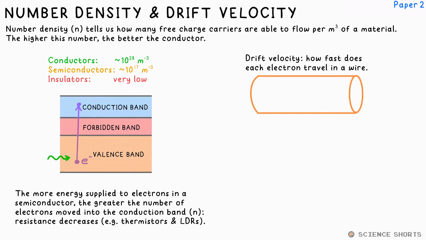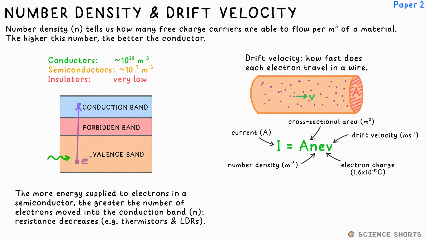Drift velocity is what we call the literal speed of electrons as they flow through the wire in meters per second. There's not really much point in knowing this, but here we go. The equation is this. Current is equal to cross-sectional area times number density times charge of an electron times drift velocity. We can then rearrange this for v if needed.